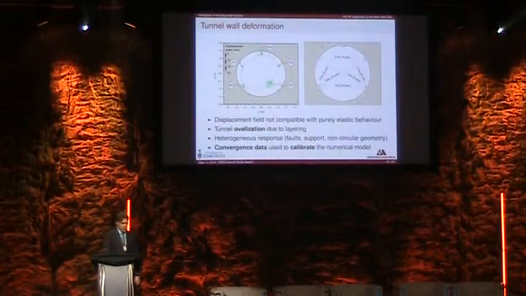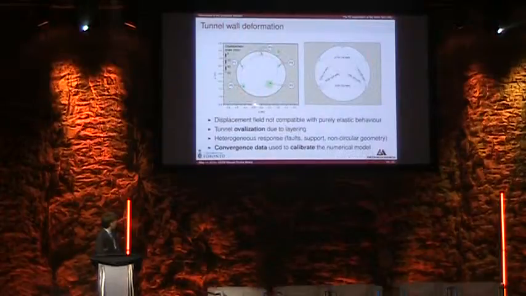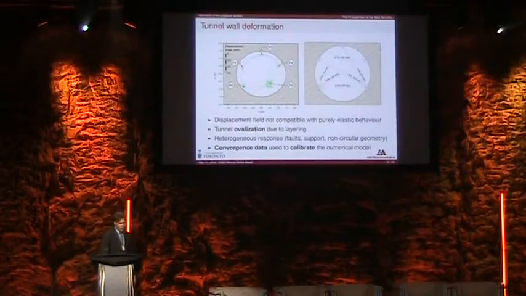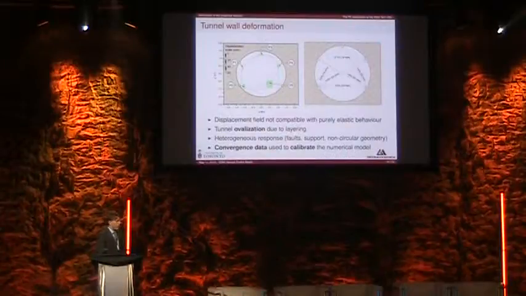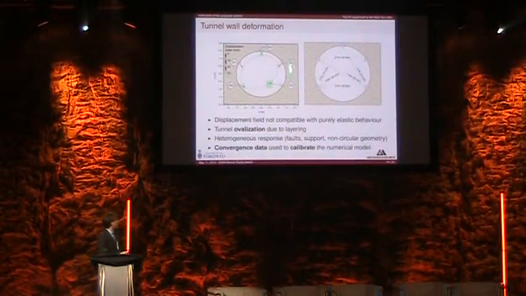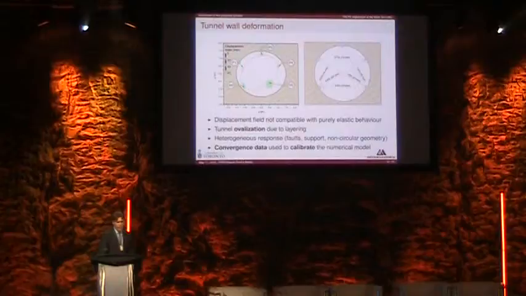So here's some of the actual field measurements concerning tunnel deformation. Very large displacements were observed, with convergence up to 2%, so clearly not compatible with a purely elastic rock mass response. At the same time, there is a strong anisotropic deformation due to the presence of bedding, as well as a heterogeneous response here, non-polar symmetric, because of the presence of a fault. So this was the kind of data that was used to calibrate the numerical model.